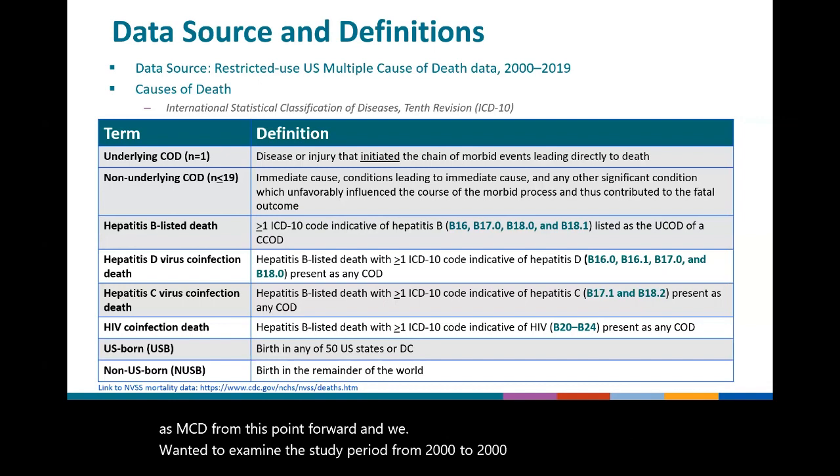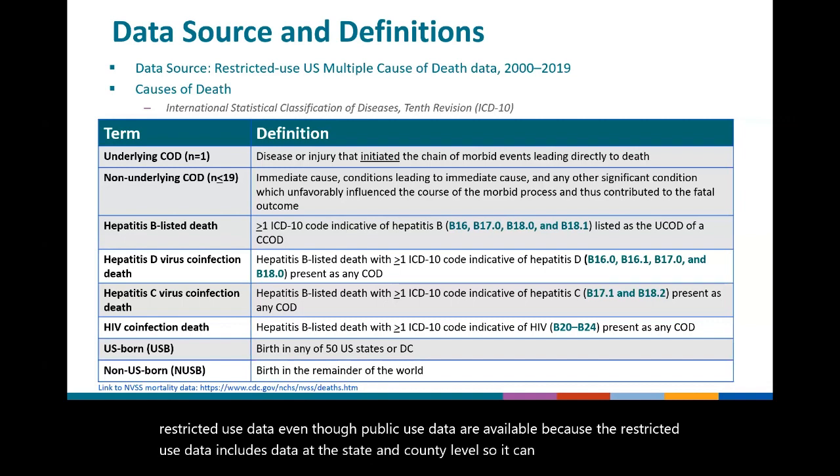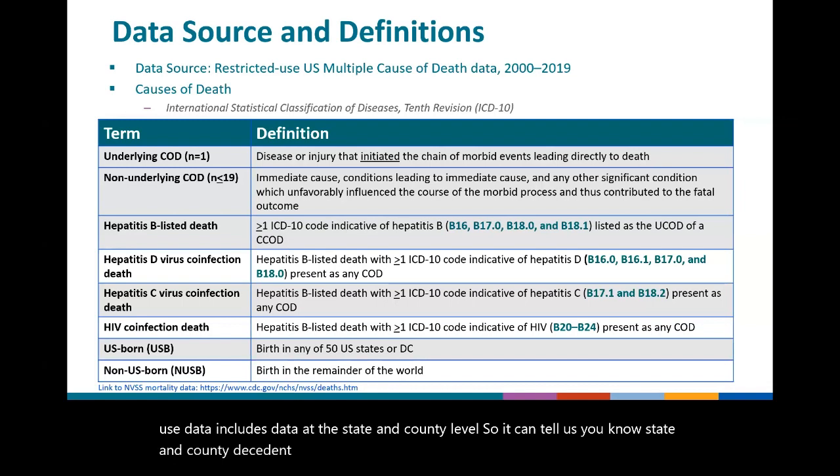We needed the restricted use data, even though public use data are available, because the restricted use data includes data at the state and county level. So it can tell us state and county of decedent residence. There's also information on state and country of birth, whereas the public use files after 2004 do not contain any subnational level data.